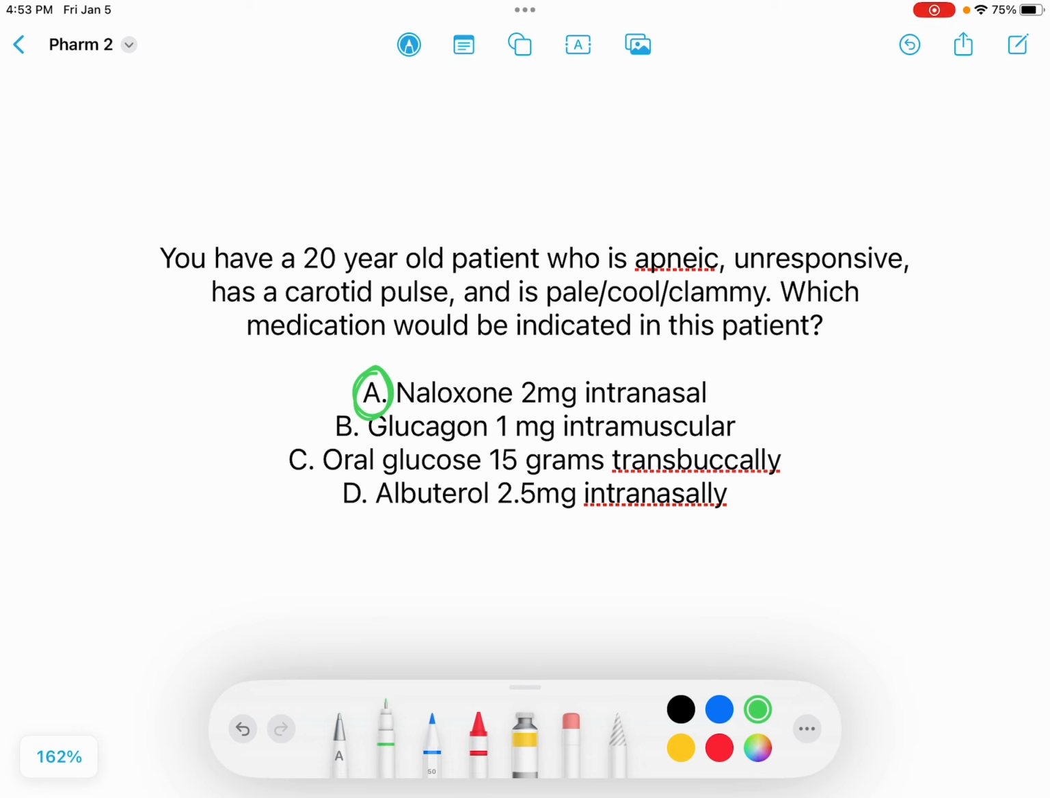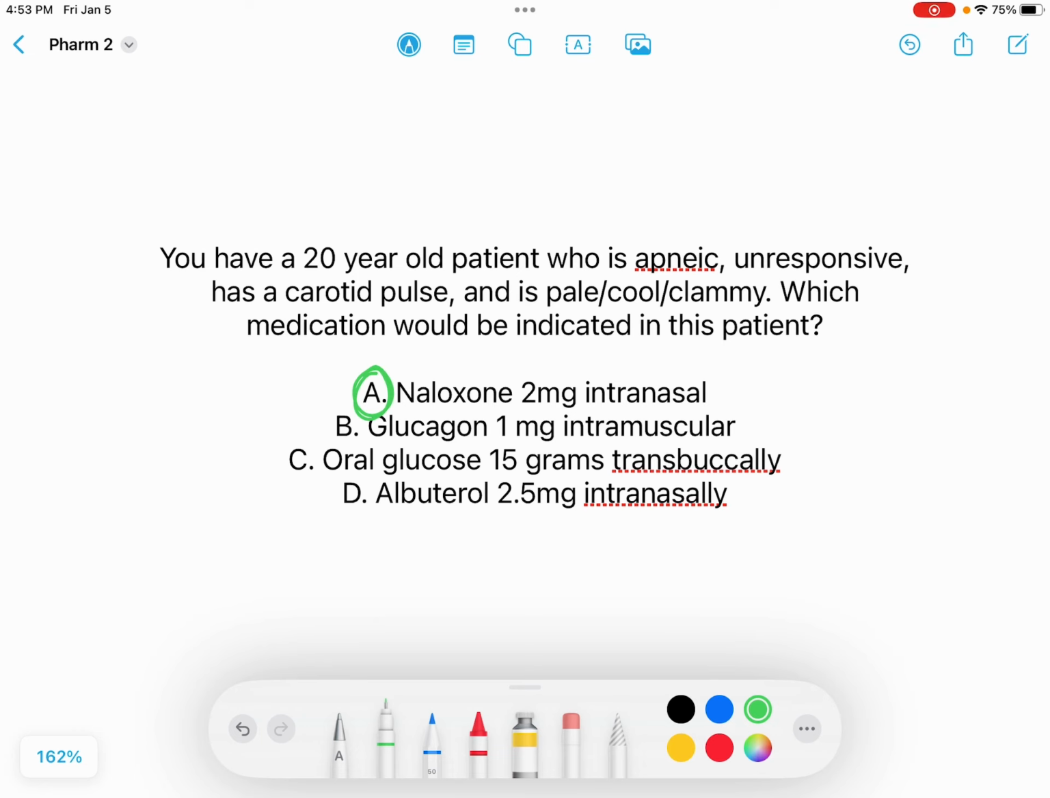So albuterol, 2.5 milligrams, that's normally 2.5 milligrams in 3 milliliters of fluid, and we nebulize it. But D is wrong because we don't do it intranasally. Now, we have an unresponsive patient. We should not be giving them oral glucose. If it was a diabetic issue, you would need an ALS provider in order to provide those other modalities to treat the blood sugar issues. Same thing here with glucagon. This is not a BLS medication. This is available at the ALS level, which is a discussion in and of itself.